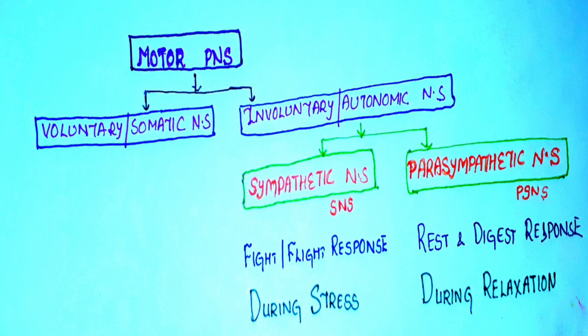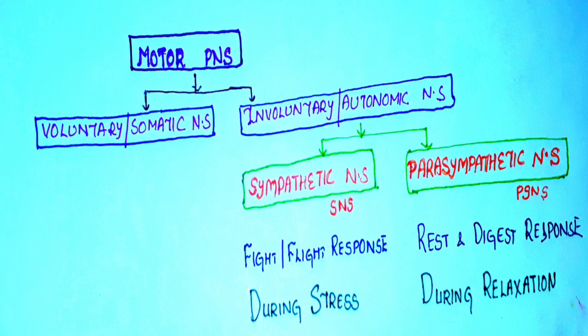For example, if we see a dog chasing us, we run away. Here, running is under our voluntary control, while the increase in heart rate while running is not under our voluntary control. These are called involuntary motor responses or autonomic motor responses. So, all motor responses can be categorized as somatic voluntary motor responses and autonomic involuntary motor responses.